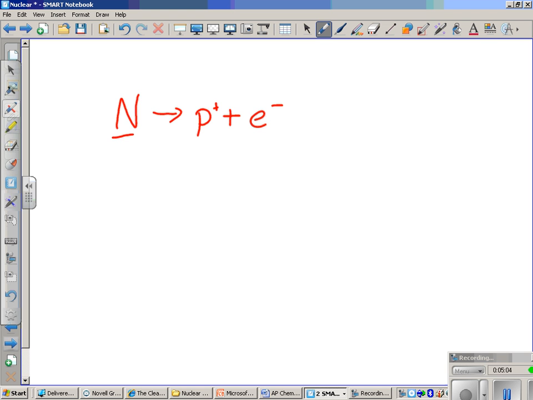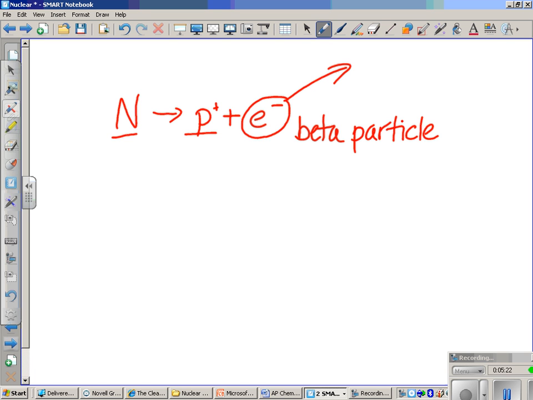So it will take a neutron that's in your nucleus and turn it into a proton. The electron is going to leave. The electron does not want to be in that nucleus, and so the electron is going to leave. And that electron is what we refer to as the beta particle. Okay, the electron is a beta particle. So an alpha particle is 2 protons and 2 neutrons. A beta particle is an electron.